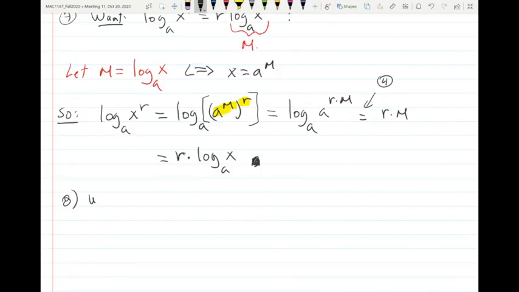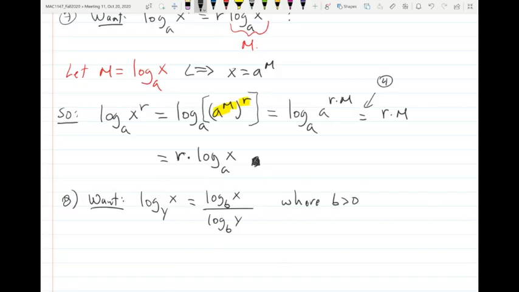So what do we want? In number 8, what do we want to prove? We want to show that if you have log of x base y, this is the same thing as log base b of x over log base b of y, where b is any number you want. The only restriction is that it must be positive, of course, and different than 1, because that's how we define the base of a logarithm. Positive and different than 1. Okay, so we're gonna do the following.